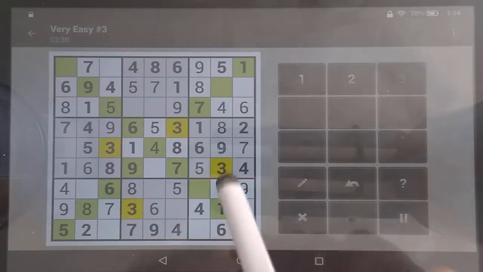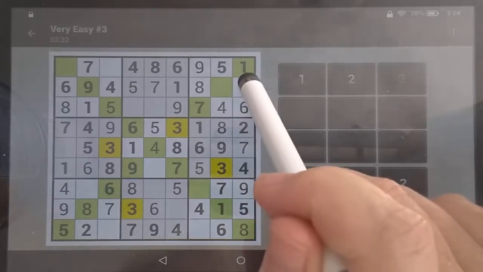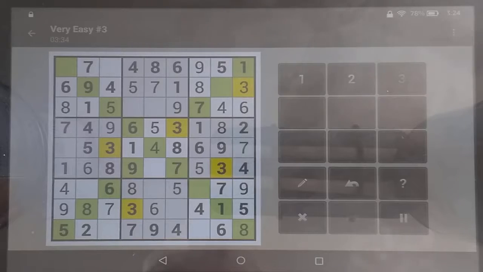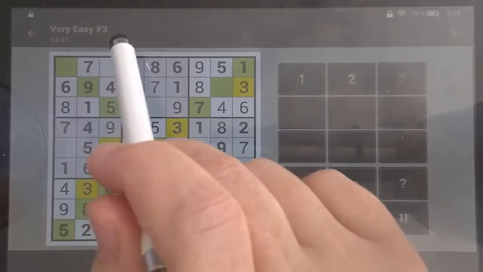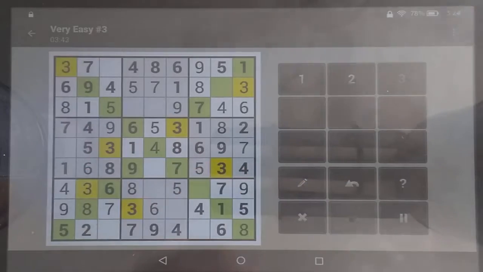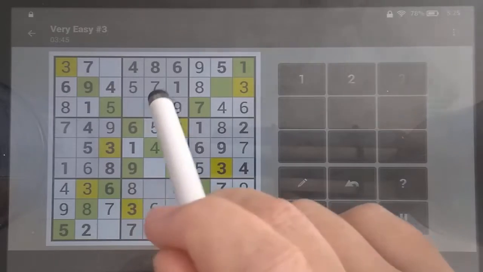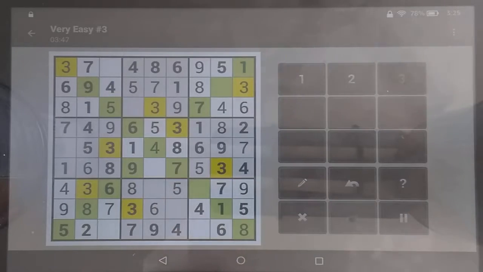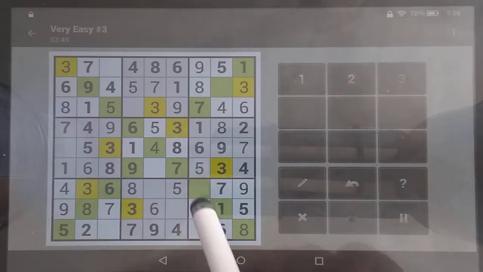Down to our 3s, only 2 spots and one's blocked. So there's our 3. Two spots, one's blocked. There's our 3. Two spots, one's blocked. There's our 3. Two spots, one's blocked. There's our 3.